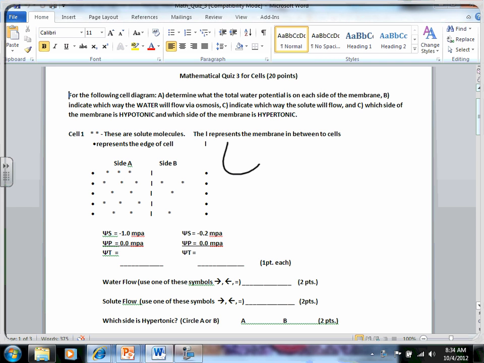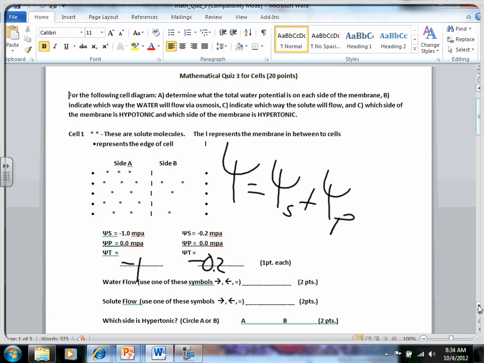You guys ought to know, to get water potential, what do you have to do to those two numbers? Add them up. Solute potential plus pressure potential equals water potential. So over here, the total water potential, -1 plus 0, just -1, right? -1. Over here, -2 plus 0, or -0.2.